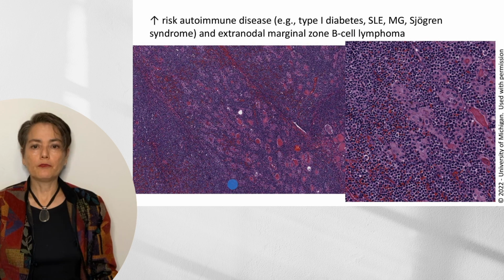So this low power view is remarkable for just the sheets of cells that we see here. On higher magnification, you can see these sheets of B cells. And then there's just a little bit of residual follicular epithelium here. And we know they're B cells by doing an immunohistochemical stain.